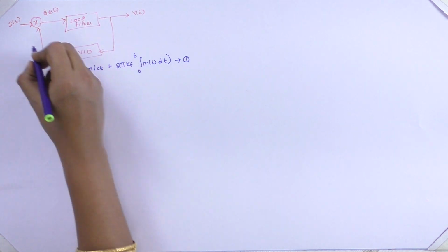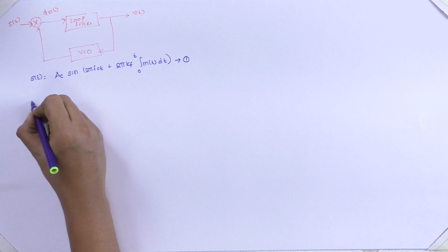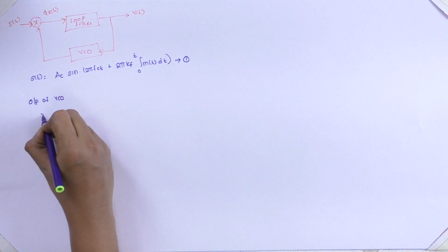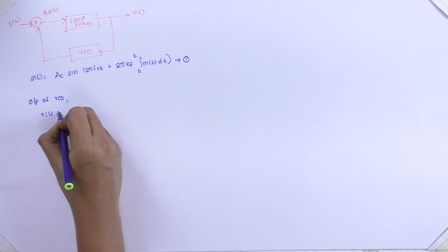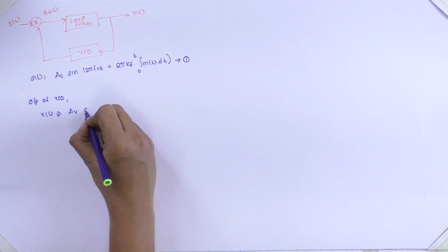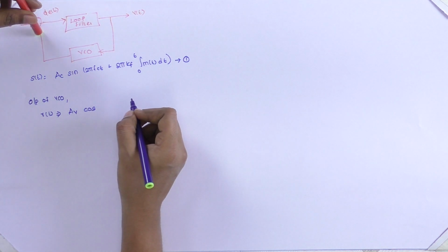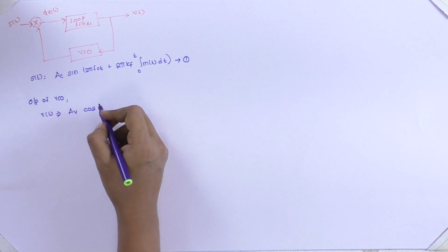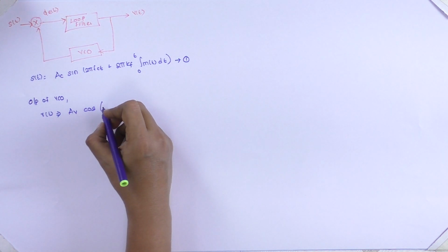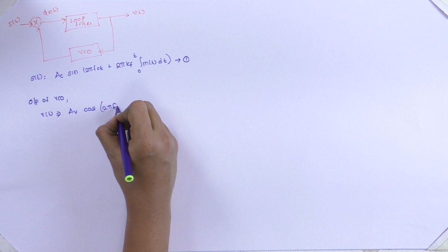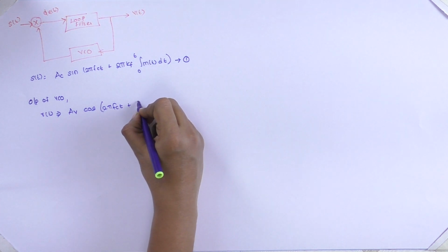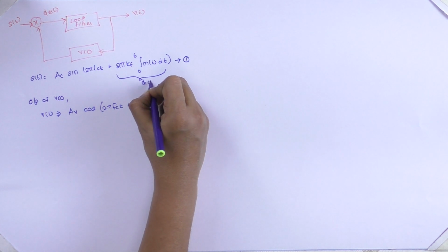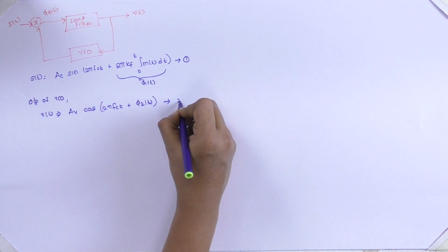Then the output of the VCO, this is your S of t. And what is the output of the VCO? We are taking it as R of t. Therefore, R of t is equal to AV cos, it has the same frequency but is 90 degrees out of phase, so that your sinusoidal signal becomes a cosine signal: AV cos of 2 pi FC t plus phi 2 of t. The whole term we are taking as phi 1 of t, and this term we are taking as phi 2 of t.